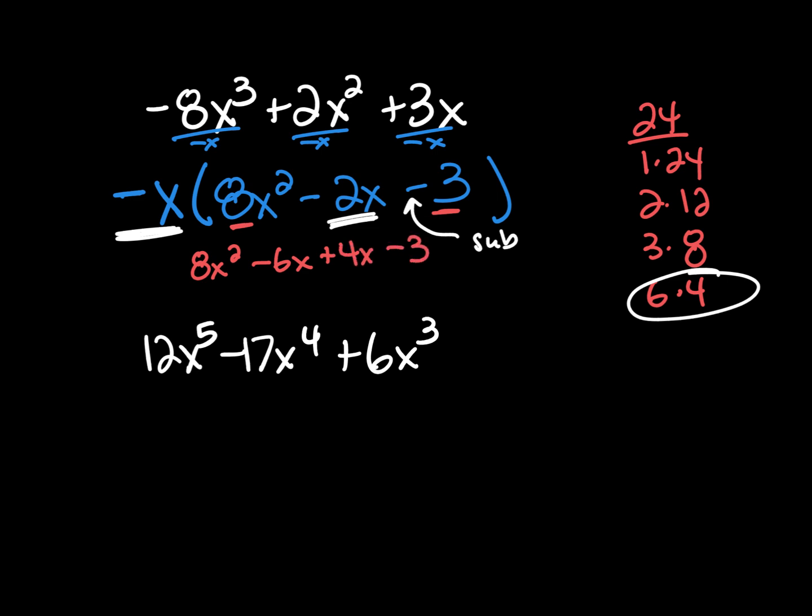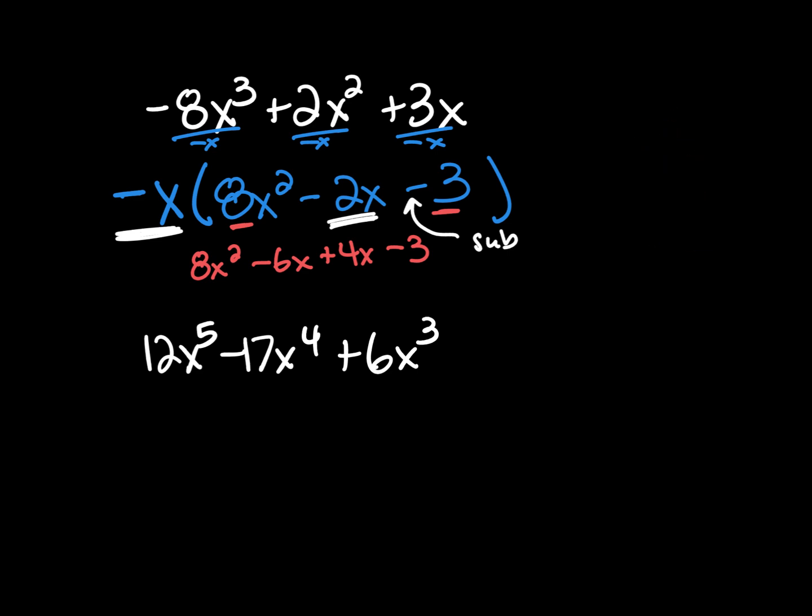Honestly, the order, I could have written positive 4x and then minus 6x. And honestly, that really doesn't matter. It all works out at the end. Just make sure you're putting the signs in the proper place.